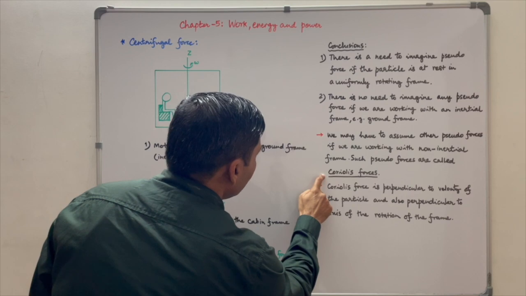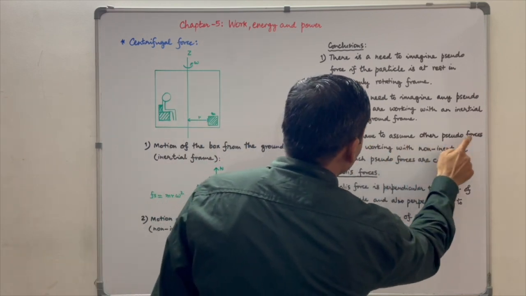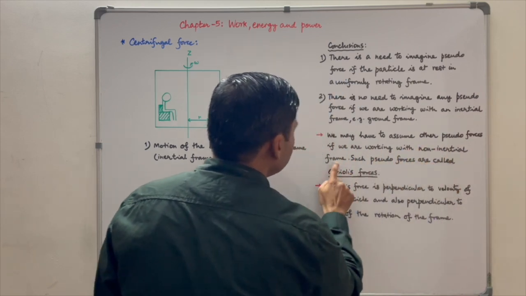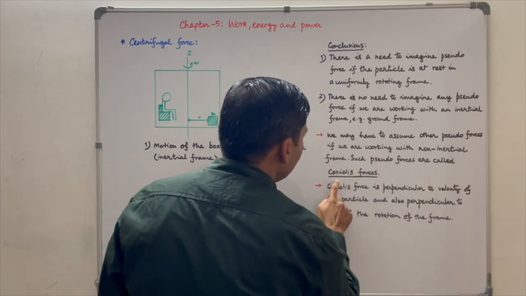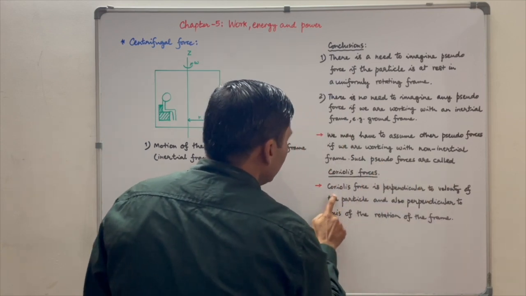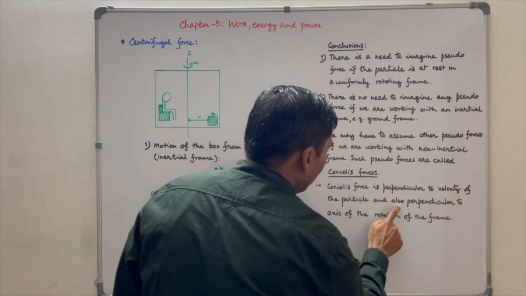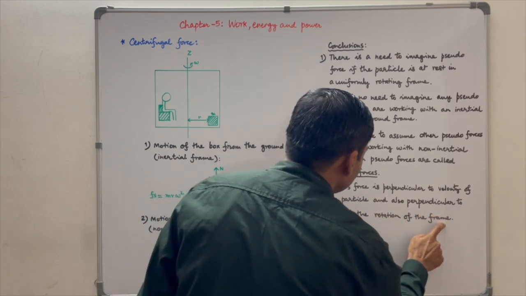Let us understand Coriolis forces. We may have to assume other pseudo forces if we are working with a non-inertial reference frame. Such pseudo forces are called Coriolis forces. Coriolis force is perpendicular to the velocity of the particle and also perpendicular to the axis of rotation of the reference frame.